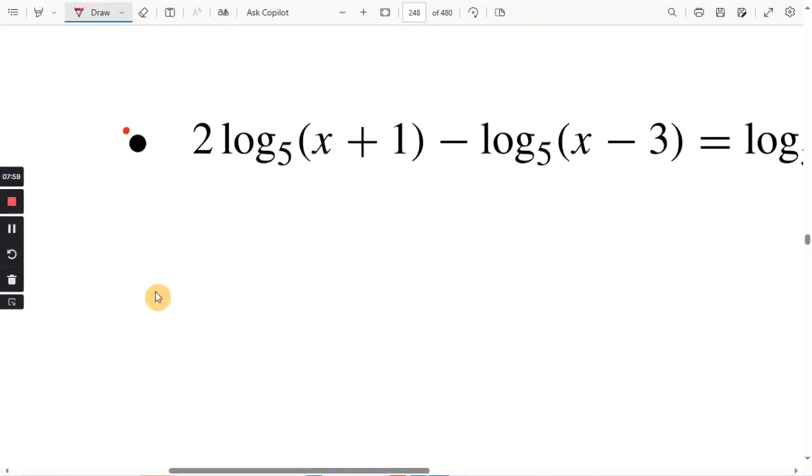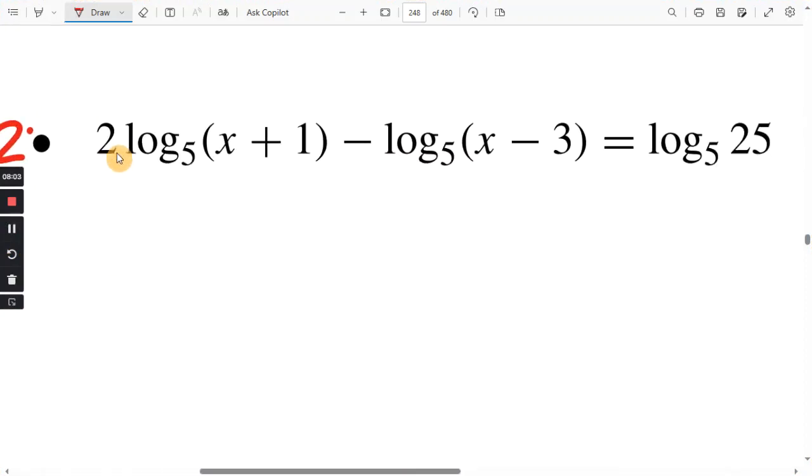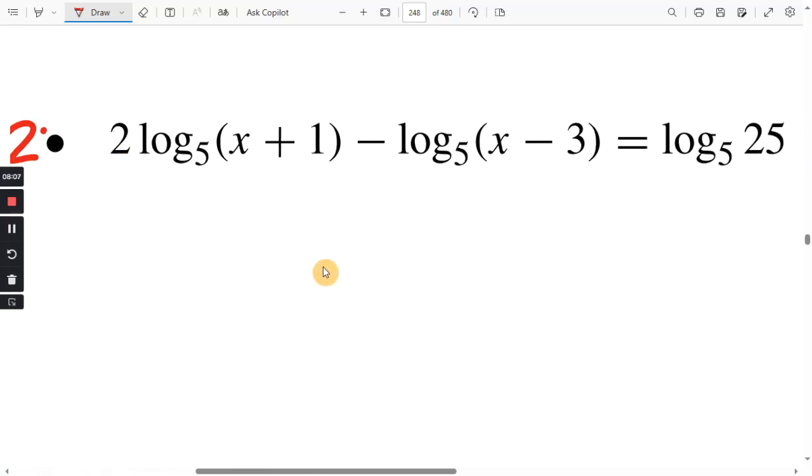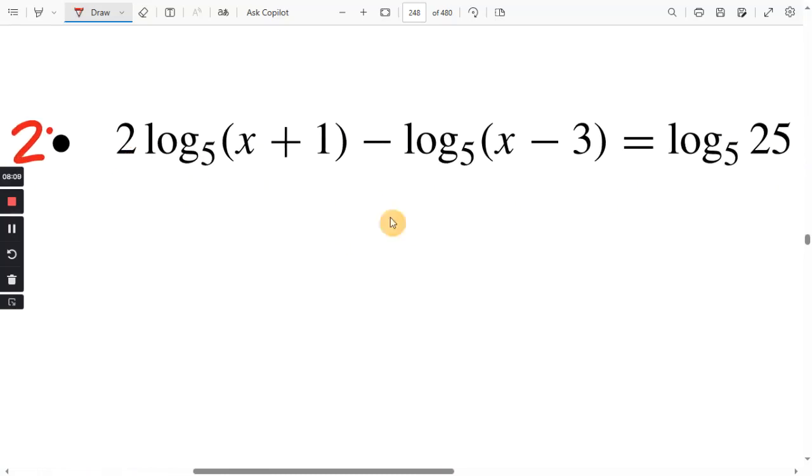All right, so this will be example number 2. And in this case, we can see that we have a log equals log situation. So what we're going to do here is combine the ones on the left-hand side, because we have log base 5 on both sides, but we want this combined into one term without a coefficient in the front.